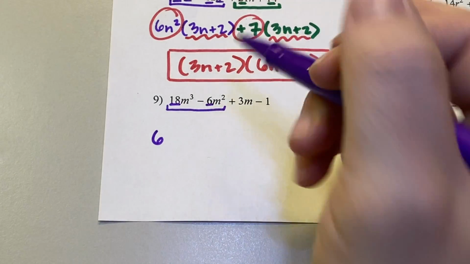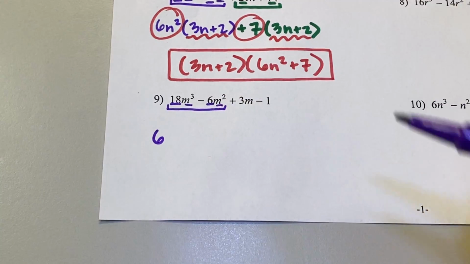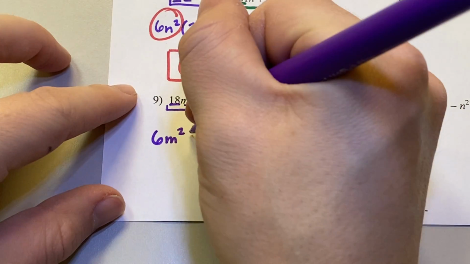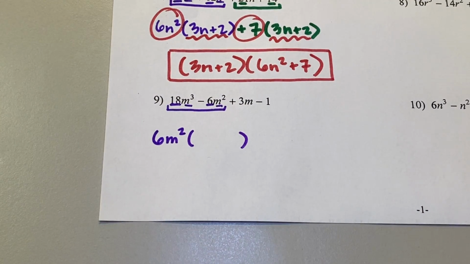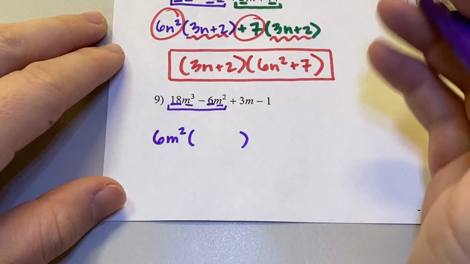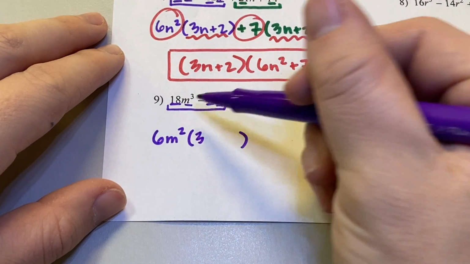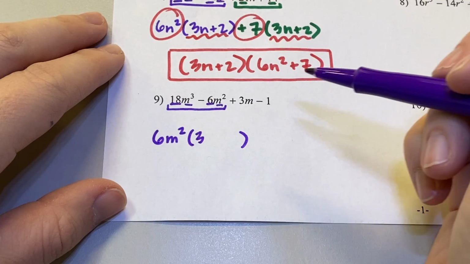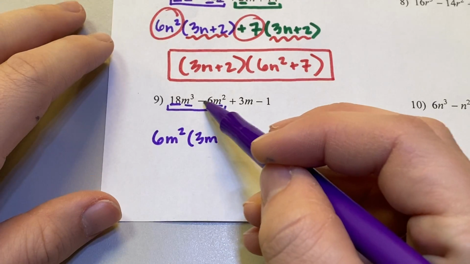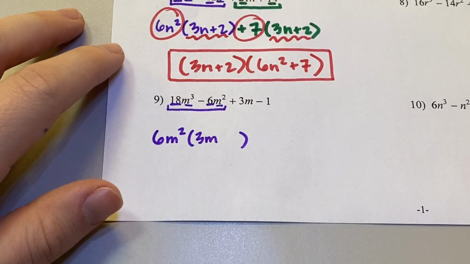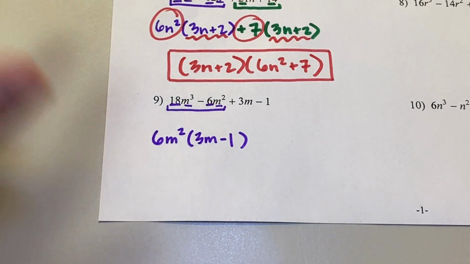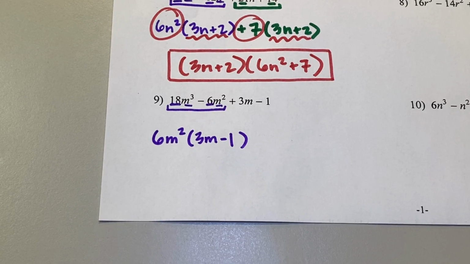Now look at your m's. 3 m's here, 2 m's here. How many can I take? 2 m's. Beautiful. Let's figure out what's left inside. 18 divided by 6. What's going to be here as my first term? 3. I had 3 m's, but then I took 2 of them away. How many do I have left? 1 m. What's negative 6 divided by 6? Negative 1. Had 2 m's, took all 2 away, no m's left. So first group, factored. Done.